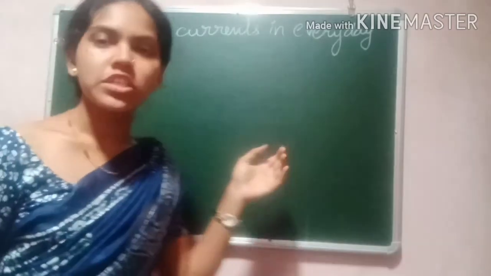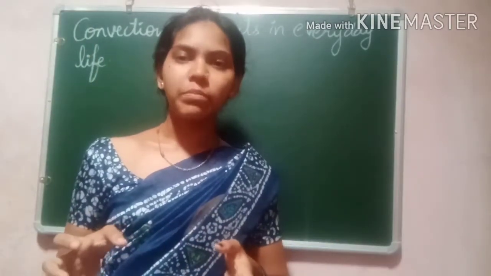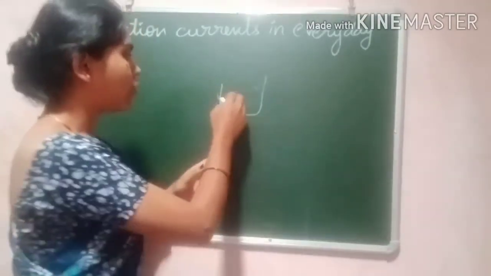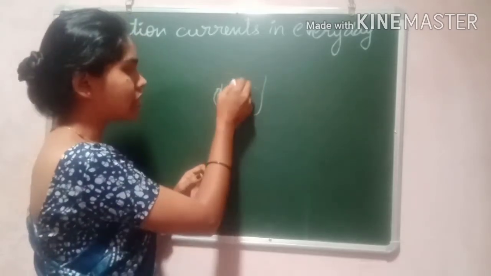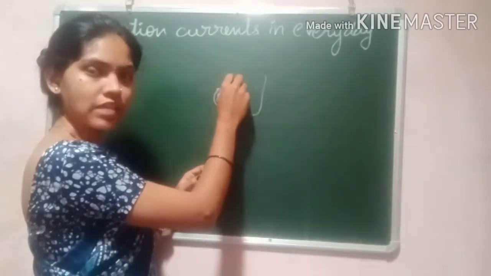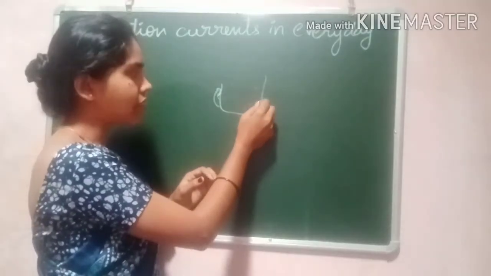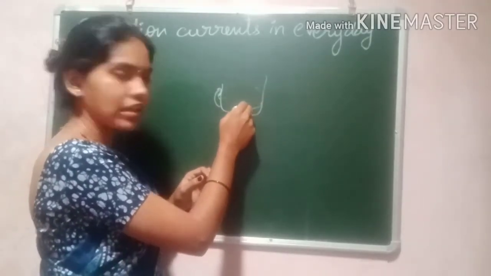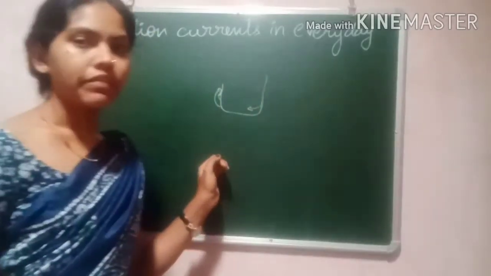Okay, this convection process. In the convection process, what happens? The continuous movement of water molecules: when we supply the heat, molecules will expand and rise up, and the cool molecules of water will come down and settle at the lower level. That process, that movement, we call convection current.